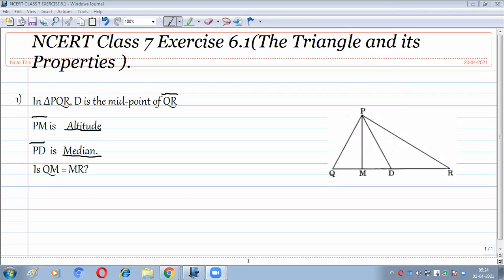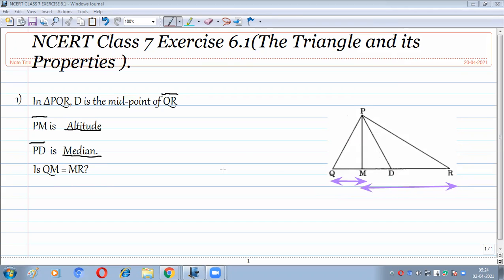Moving to our third bit, which is: is QM equal to MR? So QM is here, and MR is here. This is not a good drawing. This is QM, till here, clear? And this is MR, from M to R.